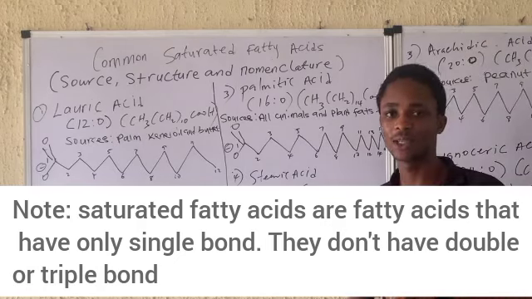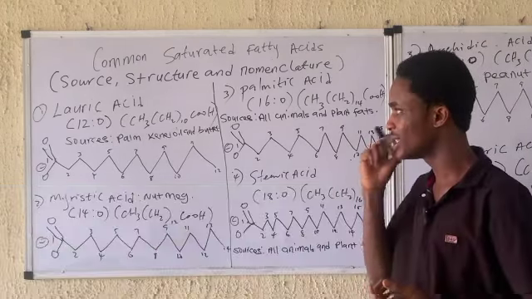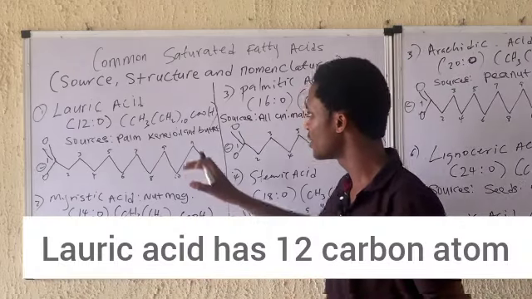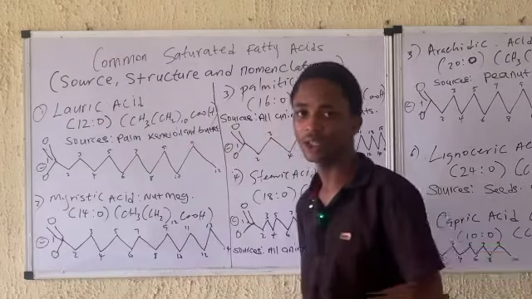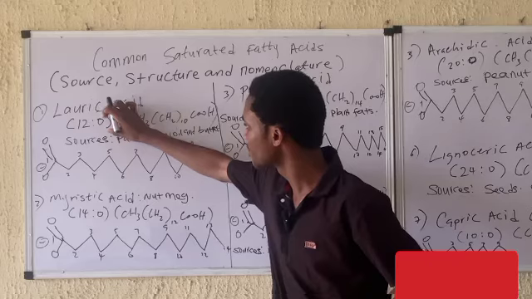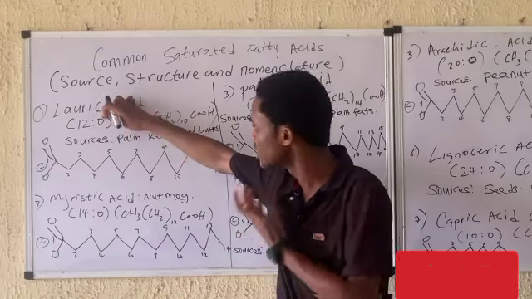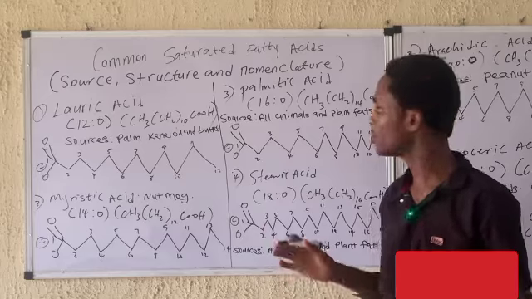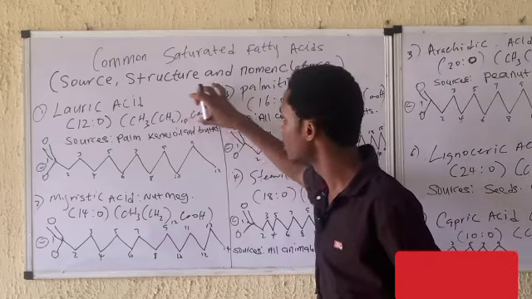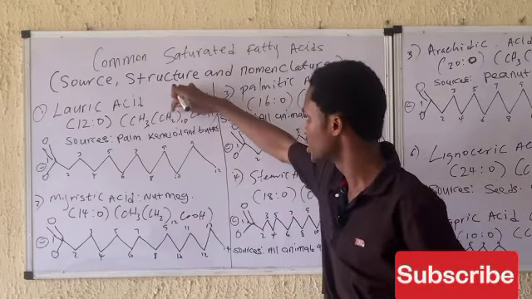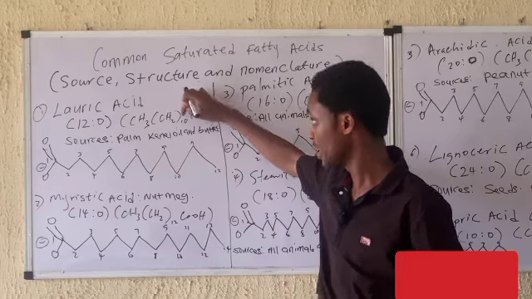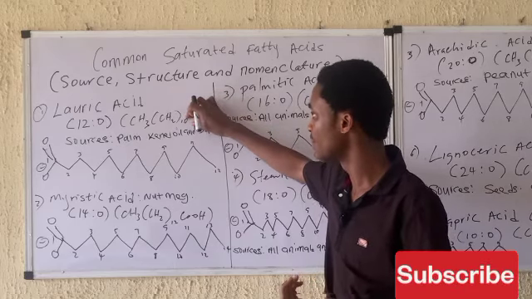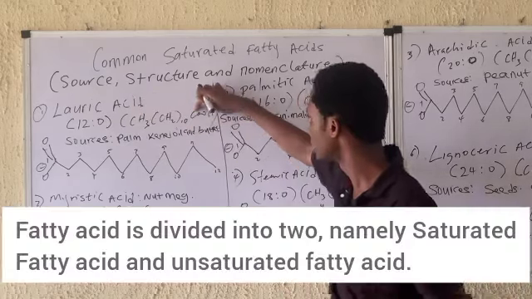Now, the first in our table or in the series is lauric acid. Lauric acid has 12 carbon atoms. Here is supposed to be the number of double bonds. Seeing it is 0, that means it is devoid of double bonds, no double bond, all single bonds. And now this is the condensed form of lauric acid. As you can see, CH2 appears 10 times, 10 plus 1 is 11, plus 1 is 12.